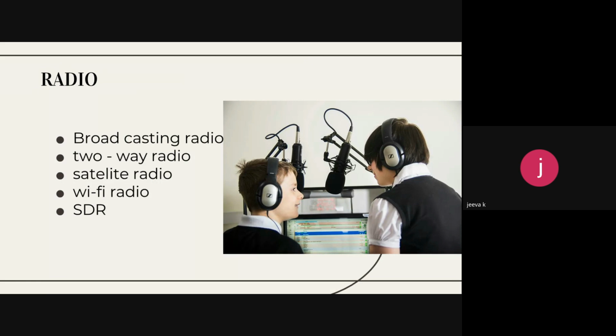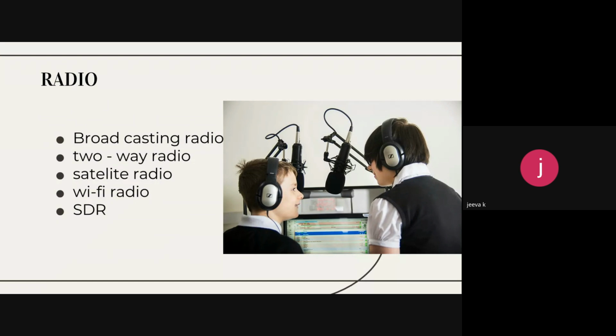When radio was first introduced in the previous years, it was purely broadcasting radio, purely AM and FM. There were not too many products in the radio system. Then came two-way radio. Nowadays you can see in many places, like all the police officials have walkie-talkies. That is a two-way radio.